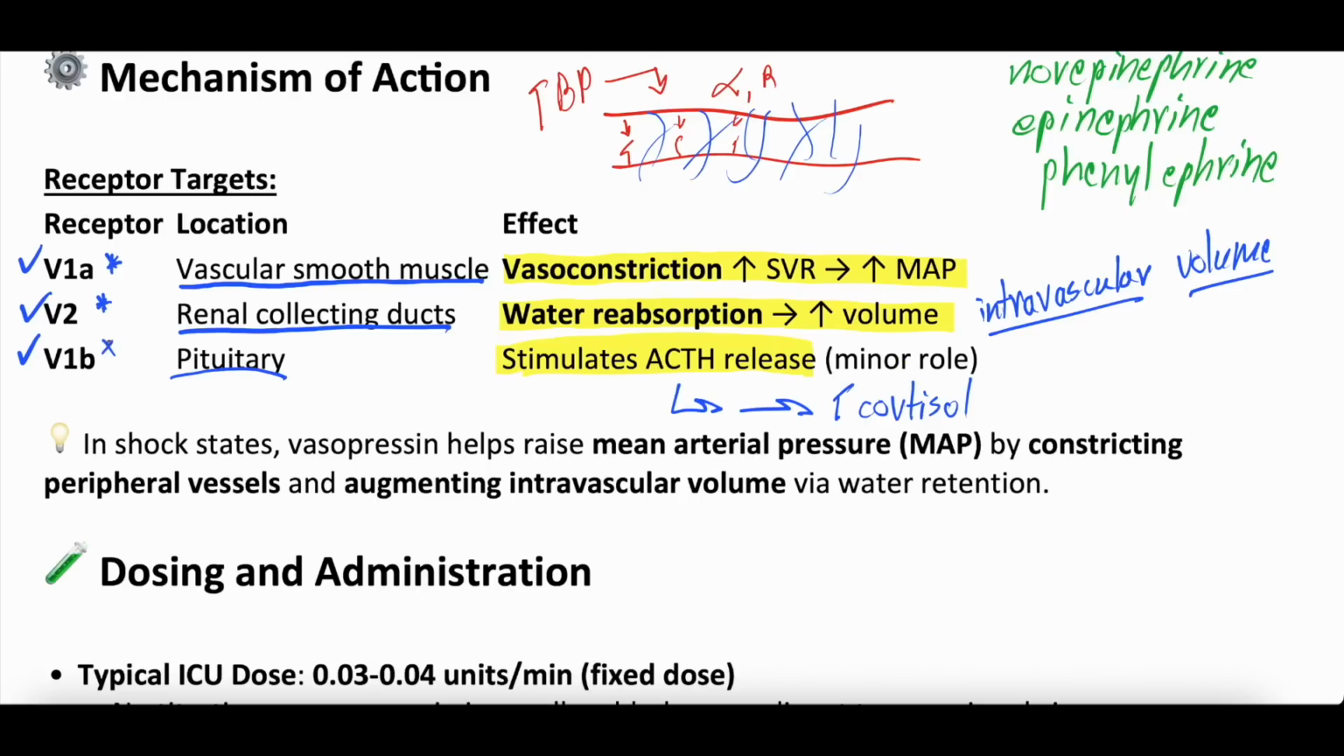So there's kind of these three separate mechanisms of action of vasopressin. One being the vascular smooth muscle causing vasoconstriction, 2 being in the renal collecting ducts causing water reabsorption, and 3 being in the pituitary stimulating ACTH release that can increase cortisol levels. So in shock states, vasopressin helps raise the mean arterial pressure by constricting peripheral blood vessels through that V1A receptor and augmenting intravascular volume via water retention via that V2 receptor. All right, so non-adrenergic, non-catecholaminergic pathways.